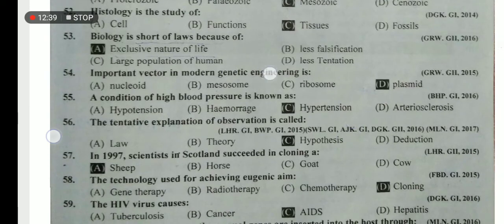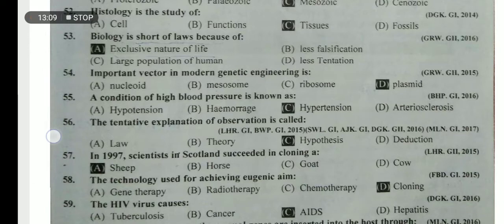An important factor in modern genetics is the plasmid. Plasmid is actually circular DNA which is present in bacteria, and these are used for introducing useful genes from one organism into another. A condition of high blood pressure is known as hypertension. Hemorrhage is known as the breakdown of the vessels and the release of blood.